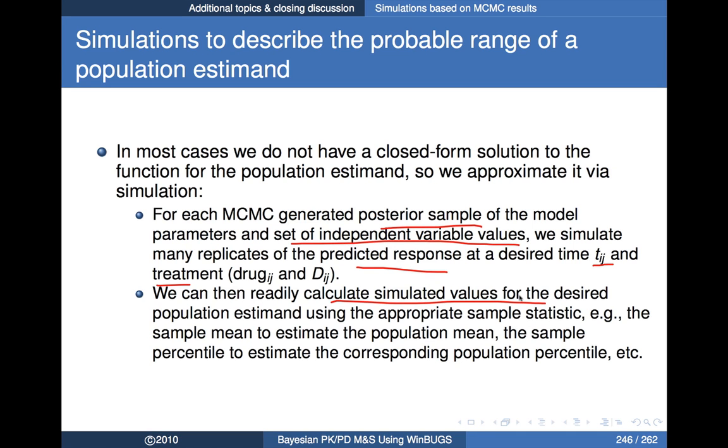So if the thing I want to estimate is a population mean, I simulate a population. I calculate the sample mean for that hypothetical population, and then I can look at the distribution of that across my posterior samples. And similarly, I mentioned here you could do that for things like sample percentiles to estimate the corresponding population percentile and so on.